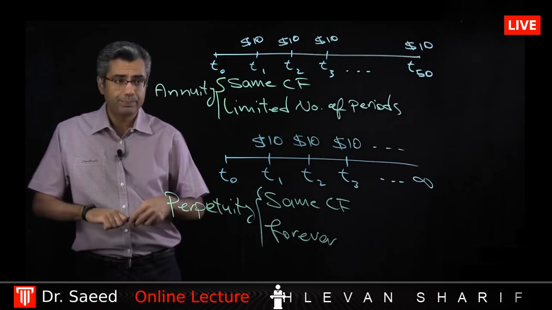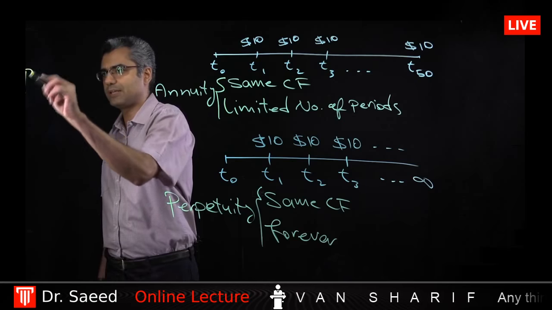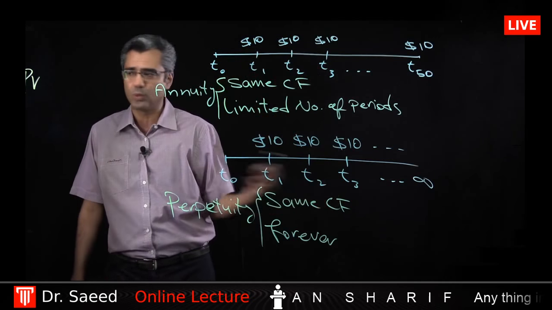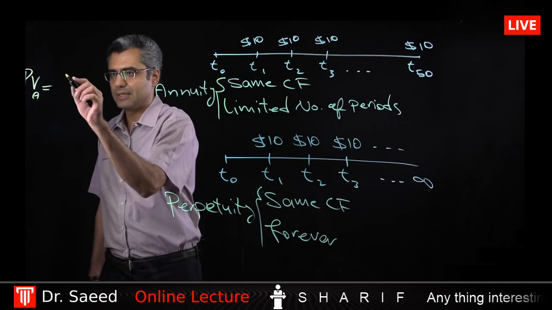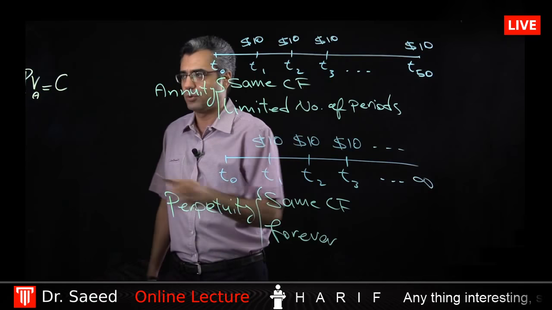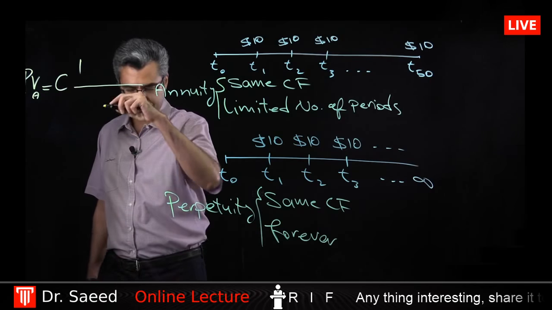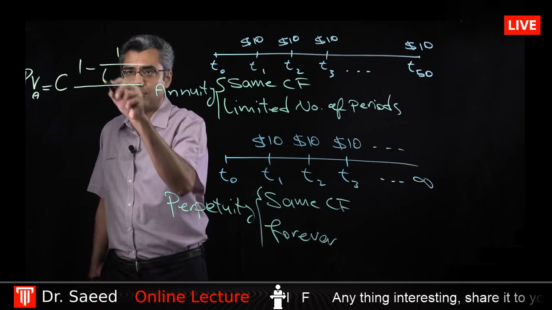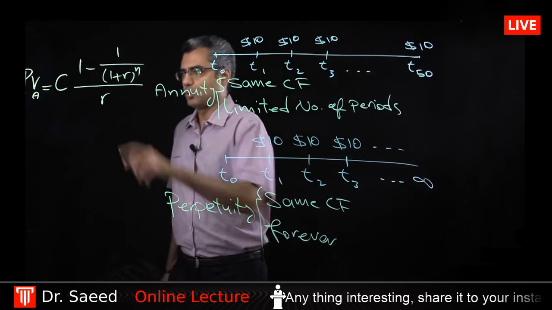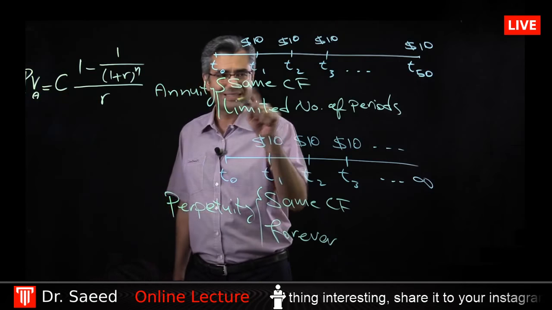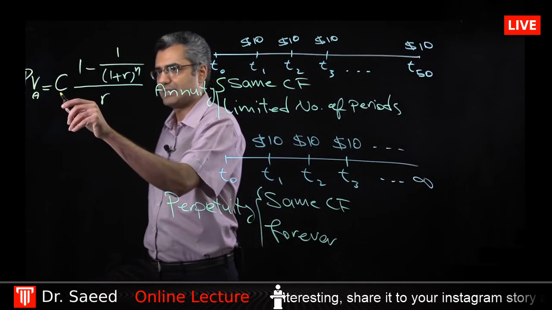For annuity, if you want to compute the present value, instead of discounting one by one, you may just use this formula. I name it PVA, meaning present value of annuity. It is cash flow, because it's the same cash flow, here $10, multiplied by 1 minus 1 over (1 plus r) to the power n, all divided by r. So what is C? C is the same fixed cash flow that you expect to happen every period.